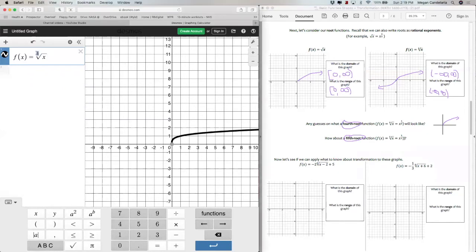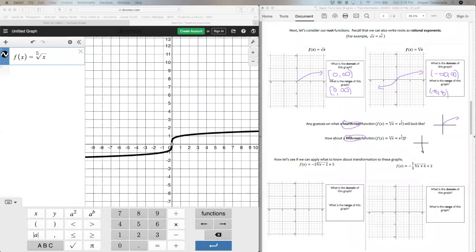So if we change this to a fifth root, we again get that kind of elongated or sideways S-curve. So our fifth root function can take on negative values, and it looks a lot more like our cube root function. So kind of this slow growing elongated S-curve there, okay? So it turns out, again, this is something that we can generalize. Anytime our root is even, square root, fourth root, a sixth root, an eighth root, we're going to get this kind of half curve here. Anytime our root is odd, cube root, fifth root, seventh root, etc., we're going to get this sort of elongated S-curve shape.